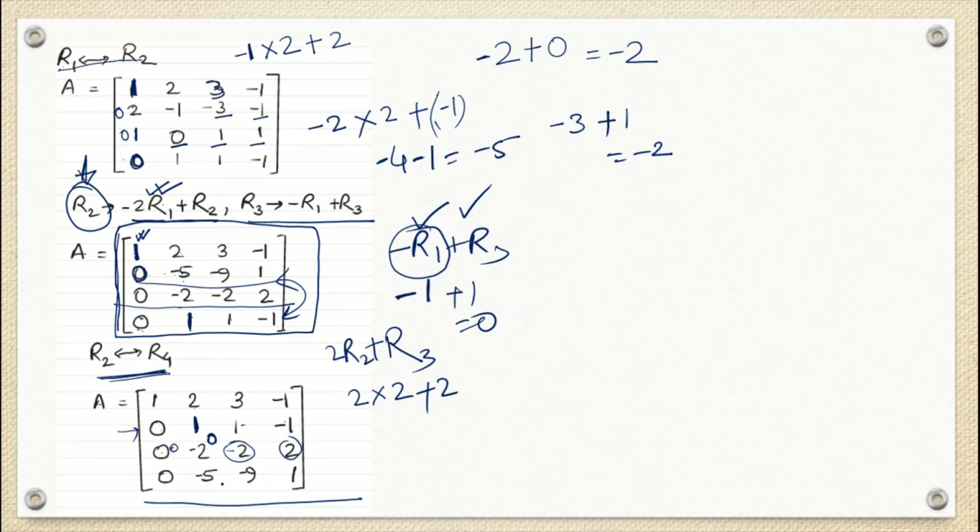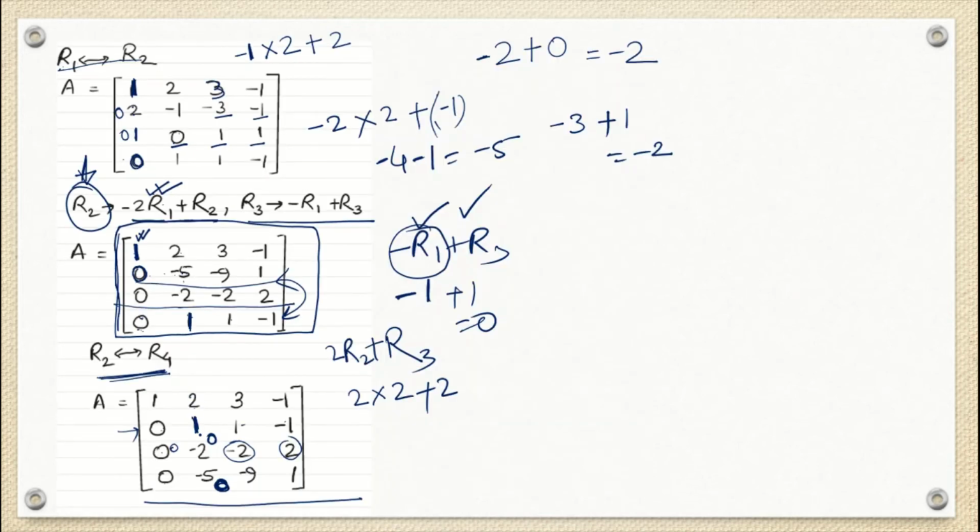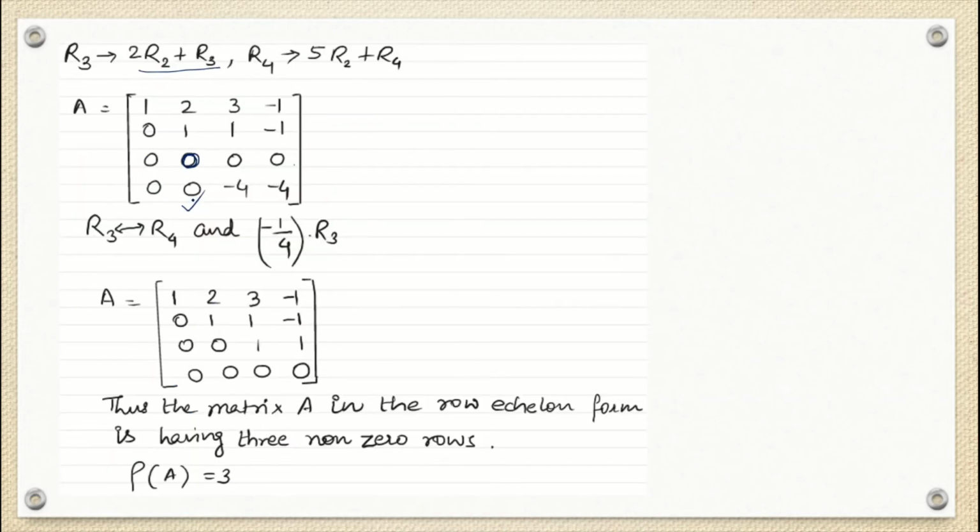Now I have to make this number 0. So how to do this one? For that, what we have done, we have multiplied 5 in row 2, and then plus row 4. So then I will be getting 0 here. 5 into row 2 plus row 4. So I am going to get 0 here, -4 here and -4 here. Can I say that this is my echelon form?